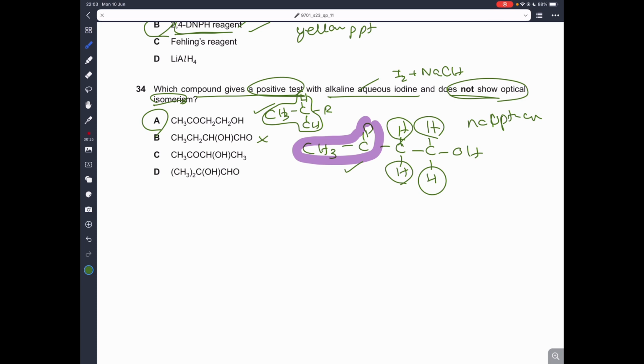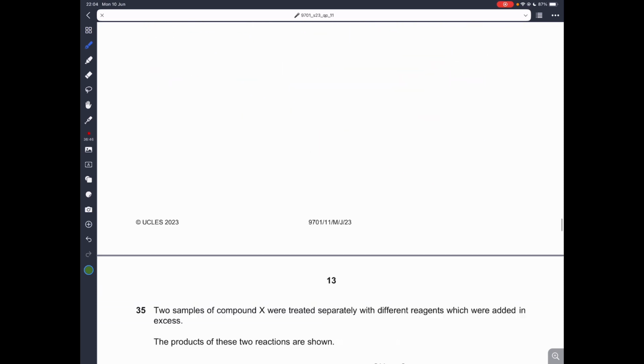C actually has a chiral carbon here. It does give a positive test with alkaline iodine because of the CH3CO group, but it has a chiral carbon. The question does not want a chiral carbon. It does not want optical isomerism. So this is wrong. And D, obviously, is also wrong. Okay, so A is the answer.